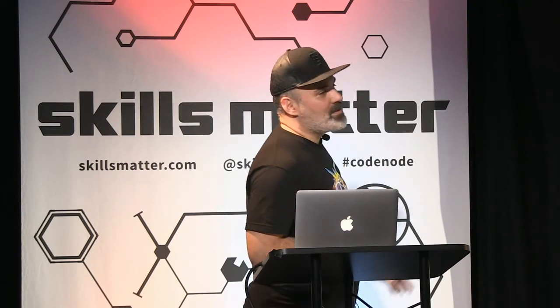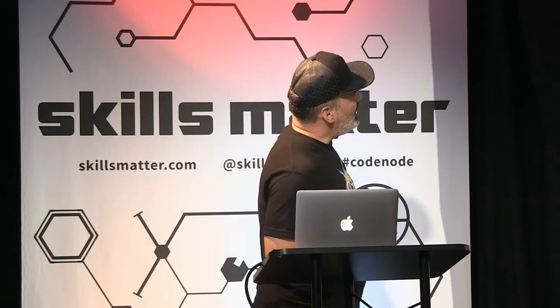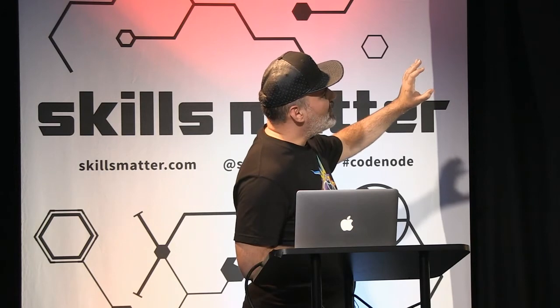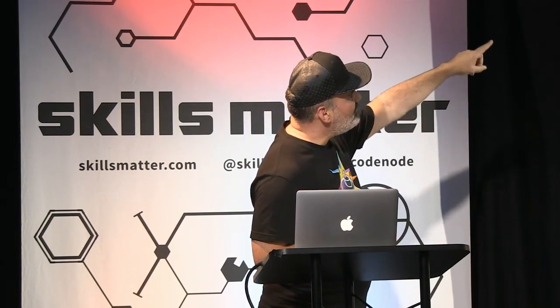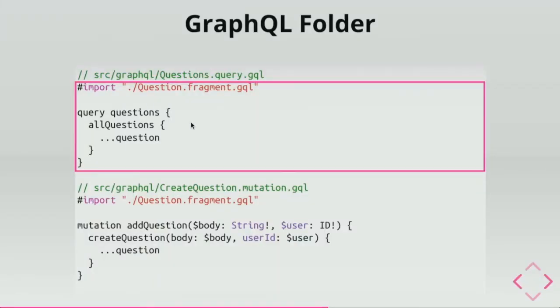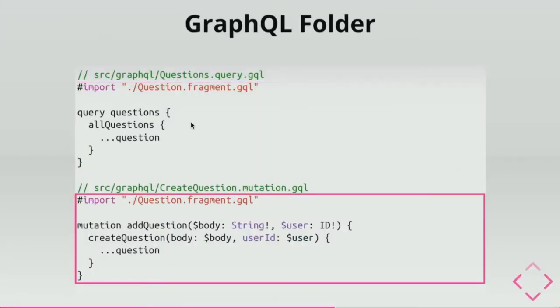There are some nice features that come with this. One of them is that we can reference fragments from these GraphQL query files. And the syntax is using this hash import. We can see two examples. This is a query to get all the questions. As you can see, it's using the question fragment, with the import syntax. And then we can also see another example of how to create a new question. And this is also using the fragment. In both examples, this is changing the shape of the information coming back from the GraphQL server.